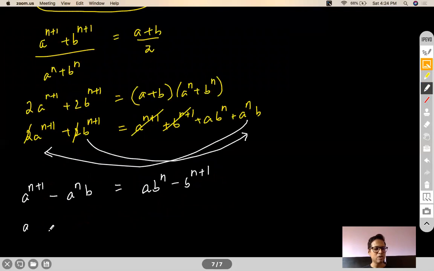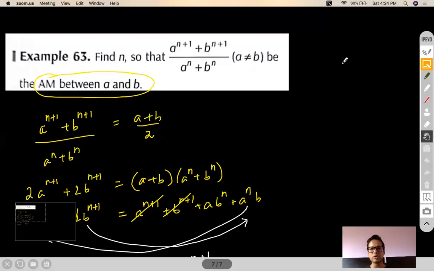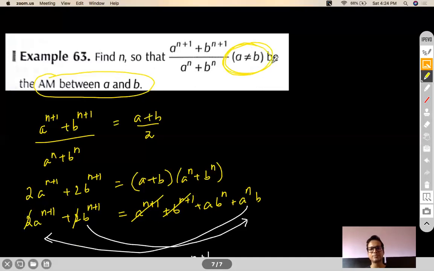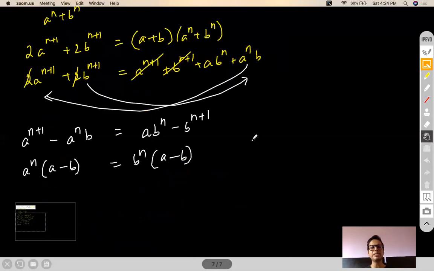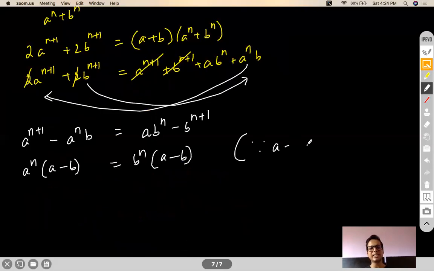Take a to the power n common, you'll get a minus b. Take b to the power n common, you get a minus b. Now remember, the question says at one place that a is not equal to b. Do you see this? It says a is not equal to b. So if a is not equal to b, it implies that a minus b cannot be 0. And if something is not 0, you can easily cancel it off from both the places.